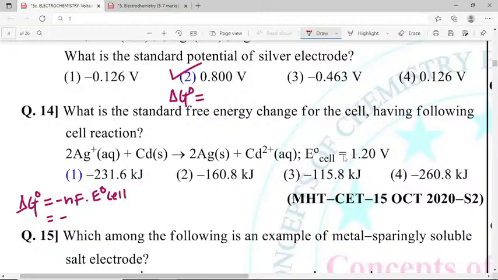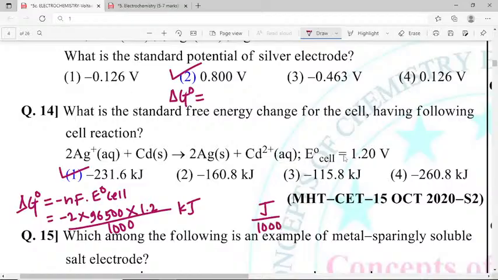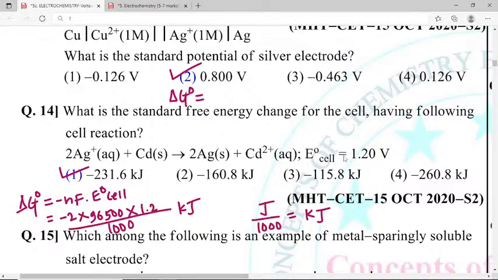So this is minus n. What is the n value? For silver, this is 2, multiplied by 96500 coulomb, the Faraday constant. E naught cell is given as 1.2. The value will be in joule, and then this whole is divided by 1000. The answer should be in kilojoule. Okay, so always remember, joule divided by 1000 is equal to kilojoule. So please check the answer: minus 231.6 kilojoule.